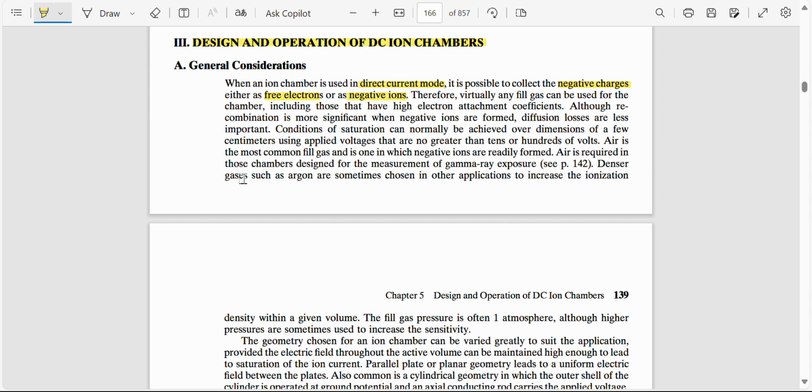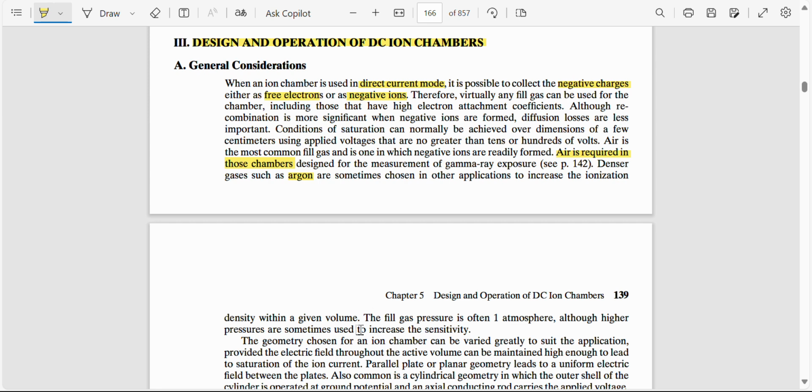Air is required in those chambers designed for the measurement of gamma ray exposures. So you can use air in this type of chamber, the DC ion chamber, for the measurement of gamma ray exposure. Denser gases such as argon are sometimes chosen in other applications to increase the ionization density within the given volume.